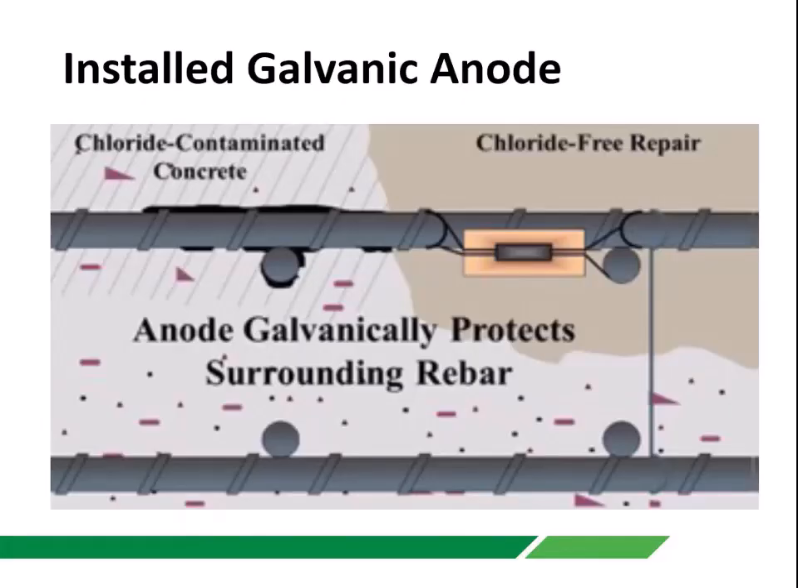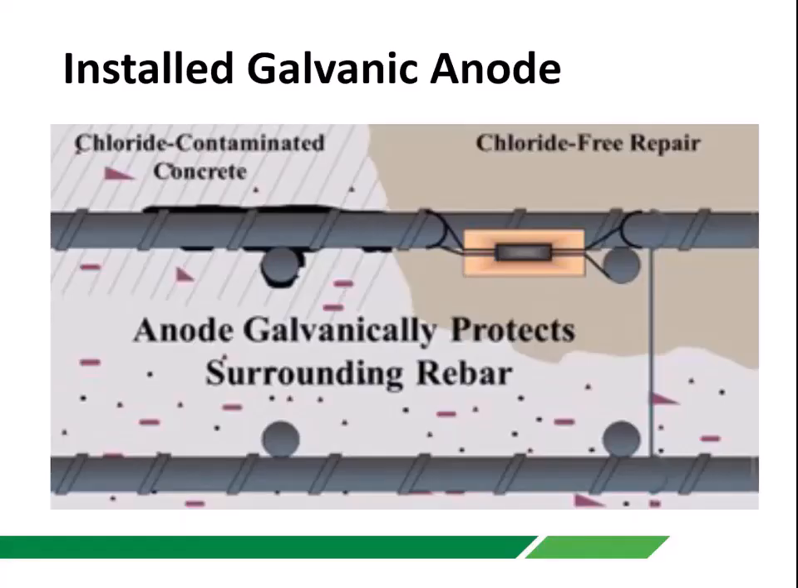We can mitigate against that type of localized corrosion by putting a galvanic anode into the repair. The galvanic anodes, generally these are zinc-based. They'll have a potential in the order of minus 1,000 volts, millivolts I mean. 1,000 volts would be very bad. But 1,000 millivolts is essentially around 1 volt.